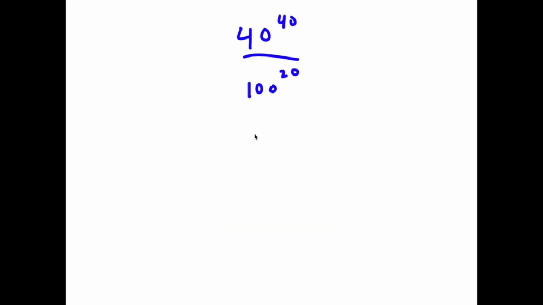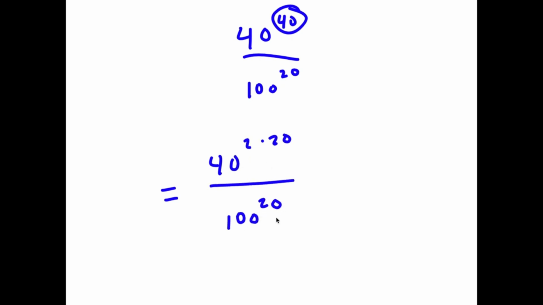Alright, so in this problem, I have 40 to the power 40 over 100 to the power of 20. So to solve this, I'm going to first rewrite 40 here as 2 times 20. So now I have 40 to the power of 2 times 20 over 100 to the power of 20.